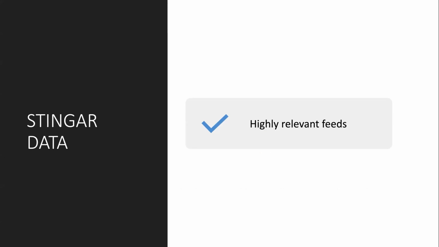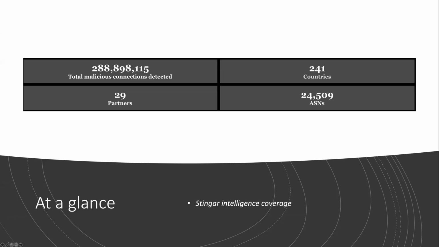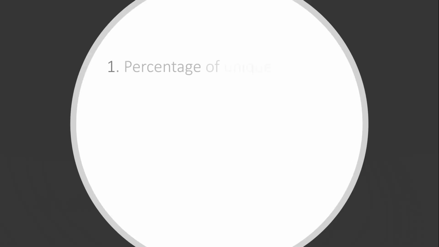So when we say highly relevant feeds, at a glance, next slide. This is an overview of the coverage that we are talking about. Stinger data is already a repository of 300 million threat events that have been collected from 29 partners that have shared real-time threat intelligence. And it covers 241 countries and almost 25,000 unique network owners or ASNs around the world. We'll dive more into the landscape in the coming section.